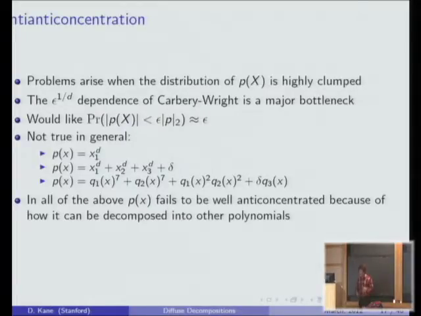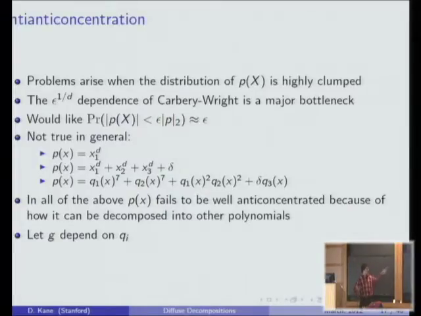On the other hand, in all of the above, our polynomial p of x is failing to be as well anti-concentrated as we like because there's some way that we're able to write it in terms of other polynomials. And it's this decomposition that's causing anti-concentration to fail. But this is somehow good news, because the fact that we have these decompositions should allow us to get around some of the problems that we were seeing before.